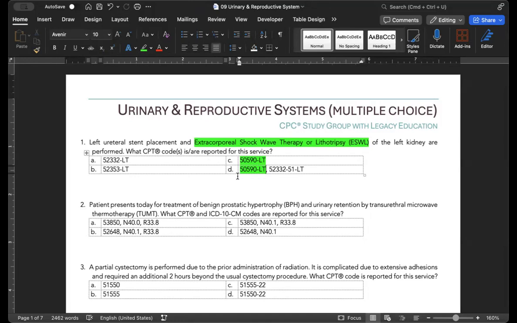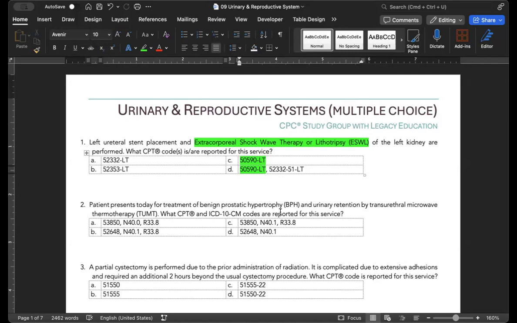And your 52332 is a cystourethroscopy with the insertion of an indwelling ureteral stent, also known as a Gibbons or a double J type stent. So what do you guys think? Should we also code 52332 in addition to the 50590? Okay, so I have some saying yes, some saying no.